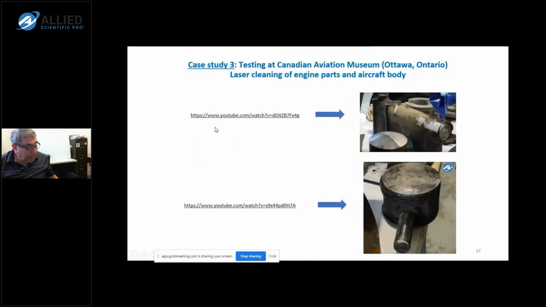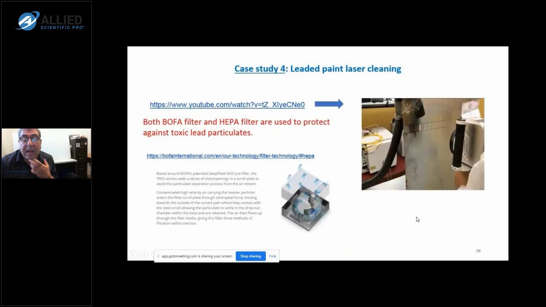All right, another case study. We have the testing at Canada Aviation Museum, where oil and laser engine parts are being removed. So these are some operations that we did there. And then we also have the leaded paint laser cleaning.